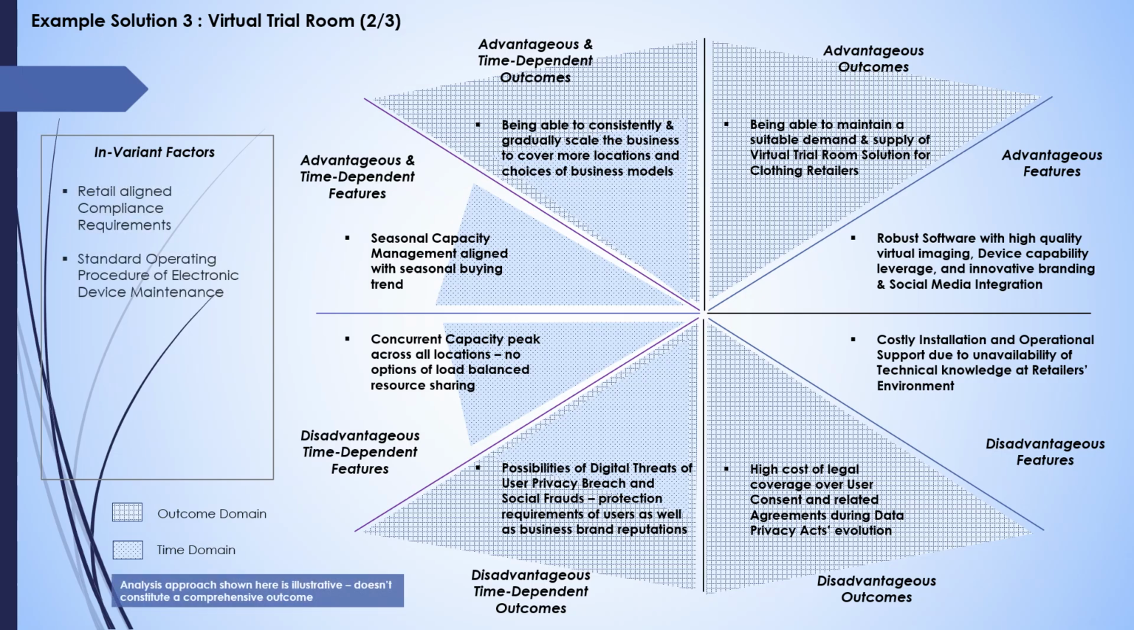Step back and take in the full picture. Strong software, smart devices, and social integration pulling the solution forward. Installation overhead creating persistent friction. Seasonal intelligence building with time. Concurrent demand peaks creating structural stress, a growing reputation driving scale, legal complexity and digital threat risk demanding constant vigilance.